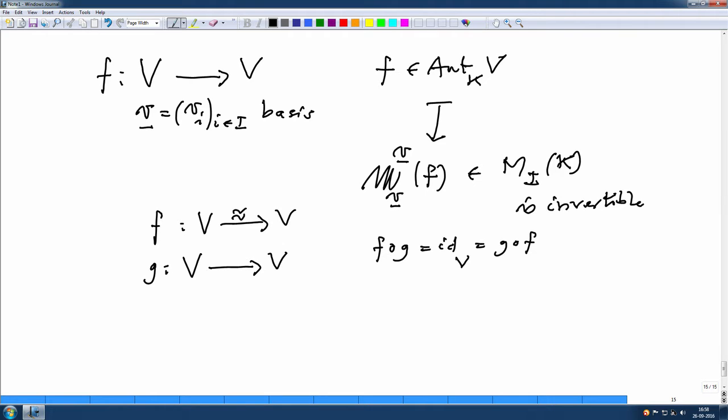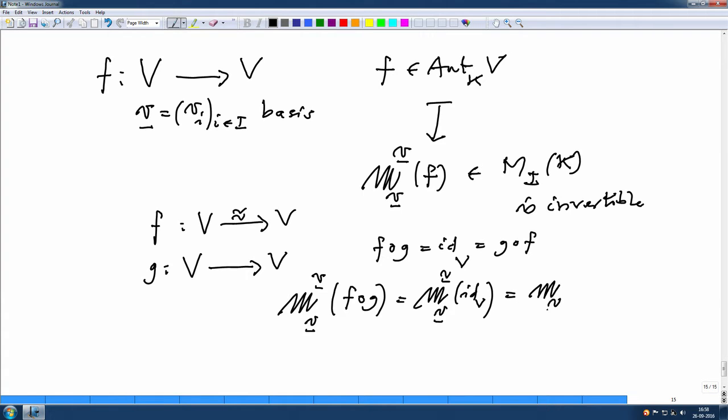Now, when you apply this map M_VV, that means M_VV of f∘g equals M_VV of identity, and that is also M_VV of g∘f. But M_VV of identity is the identity matrix, and this we know is the product of these matrices.